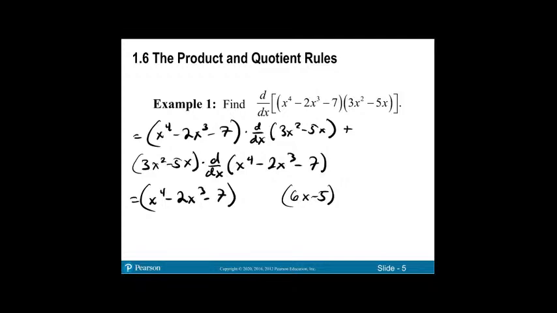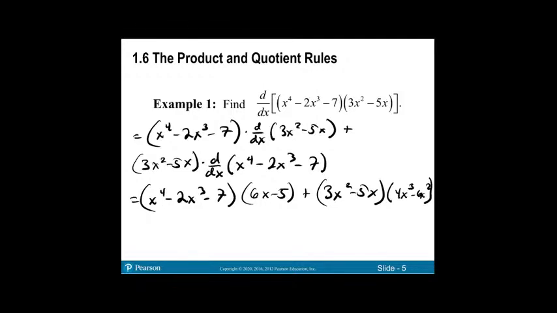So times this, and we're going to say plus the second, which is this, times the derivative of the first. The first is going to become 4x cubed minus 6x squared. And I think that's it. Kind of running out of space, but yeah. The derivative of the constant 7 is 0. Okay. That's a lot of expanding.